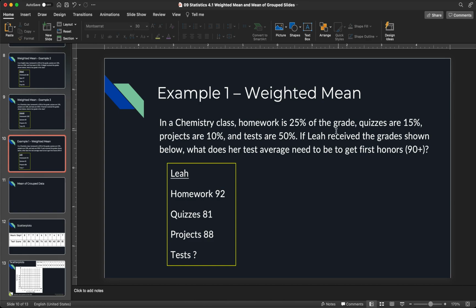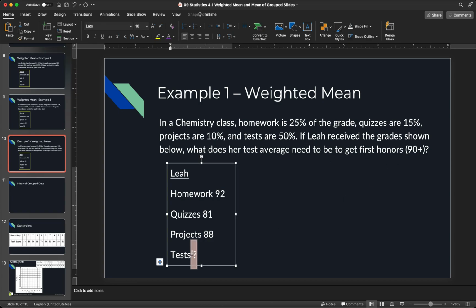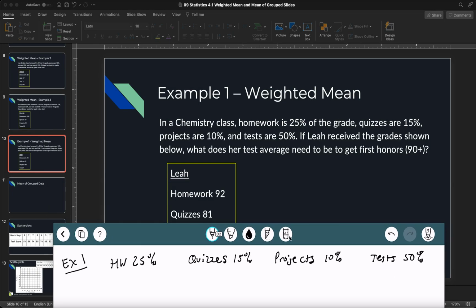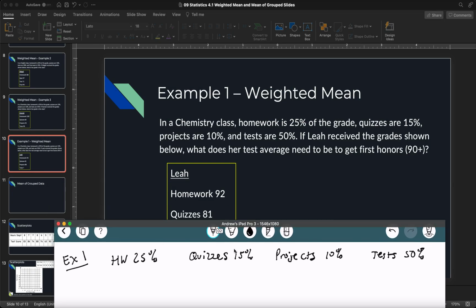Okay, but this one's asking, if you read carefully, what does her test average need to be in order to get first honors? Because you notice that we're missing the test here. So what does her final average for the test need to be in order to get a 90 or above? Okay, so remember when I'm calculating weighted mean, first off, for note-taking purposes, I'm breaking down what I have here. So we could write each of our categories here. For weighted mean, we multiply each category times its respective weight.